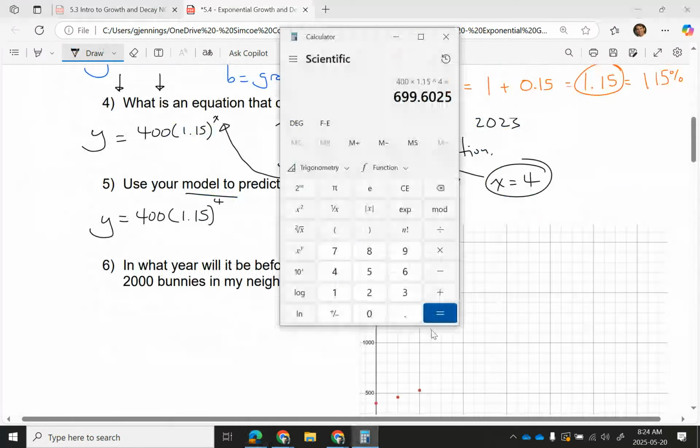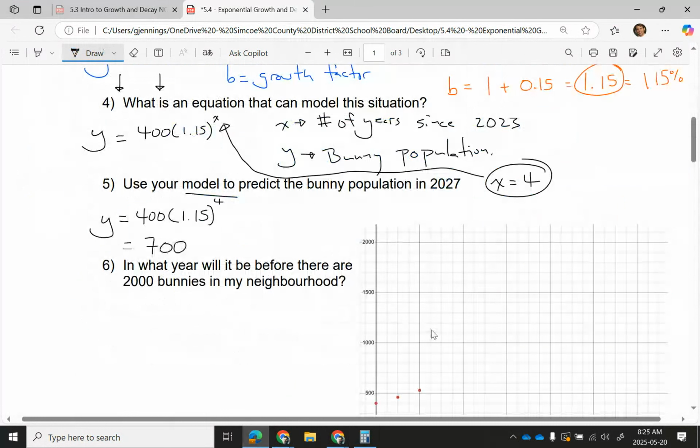So in 4 years, the bunnies went from 400 to 700, growing at 15% per year. Very good. In 4 years, if it was growing like a line and only adding a flat 60 bunnies every year, we would expect 240 more bunnies. We got 300 more bunnies. It's like an extra year of growth over and above the line.